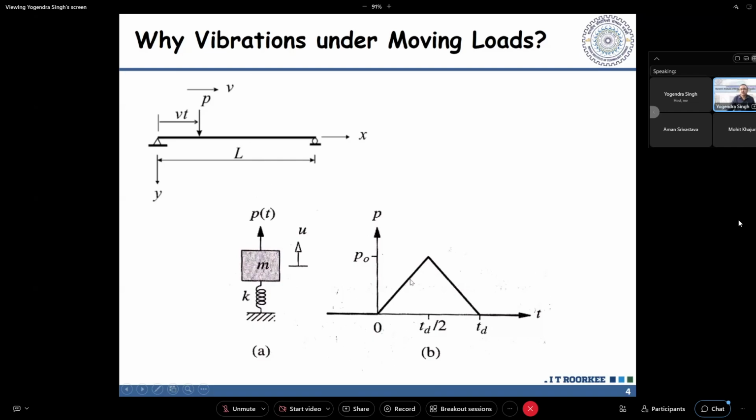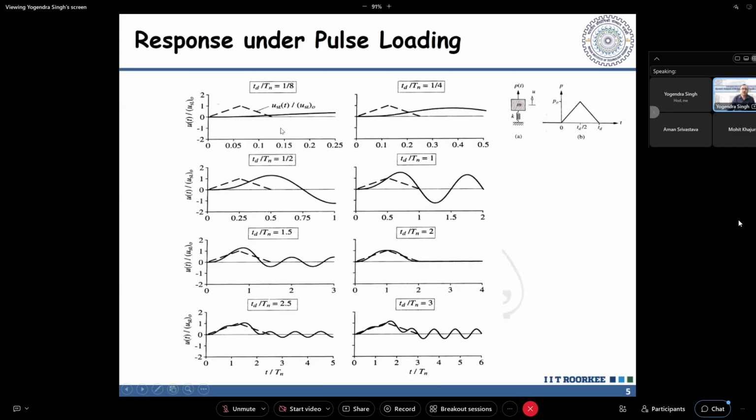So if we apply this type of pulse on this mass, which is connected to the spring, what type of response are we expecting? That problem has been solved in all structural dynamics books, and it is also available in A.K. Chopra's book. I have taken this solution from here. What is seen is that the response is very sensitive to the ratio of TD by TN, where TN is the natural period of vibration of this beam and TD is the duration in which the single load crosses the bridge. As this TD by TN increases, here it is roughly 0.1, 1 by 8. Okay, so it is close to 1 by 10.